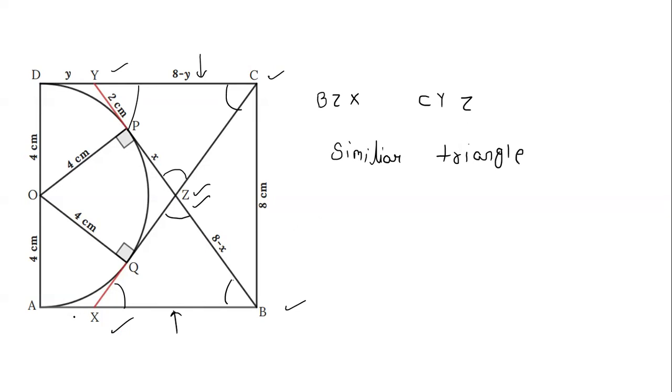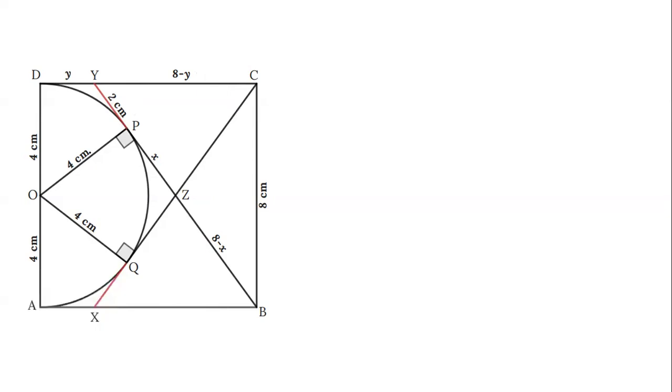So we know the figure is symmetric. So if this is y, then this is also y and this is also 2. So this distance is also 8 minus y, and this distance will come as also 8 minus x, and this distance will come as, similarly here, 2 plus x.